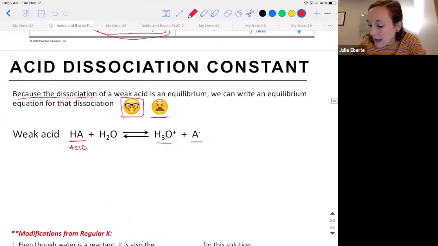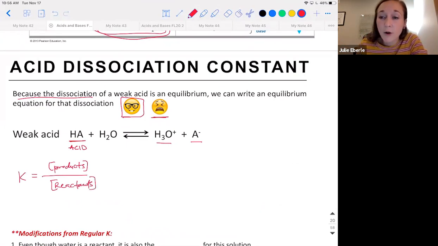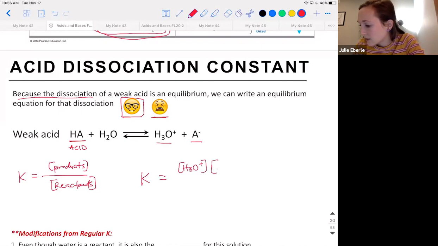So remember, K is the concentration of products over the concentration of reactants. And we raise them to the power of their coefficient. Here, our coefficients are all just 1. But remember, if you do have coefficients, you plug those in as an exponent on the atom it is connected to. So if we're writing it for this, let's put in our products. It'll be the concentration of H3O+ hydronium ion times the conjugate base. This is our conjugate base. And that will be over the original concentration of the weak acid times the concentration of water.